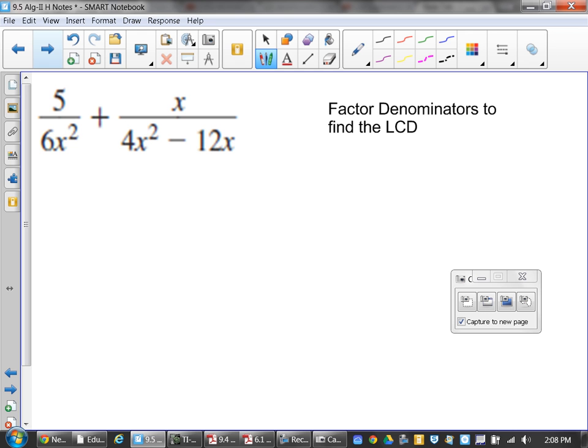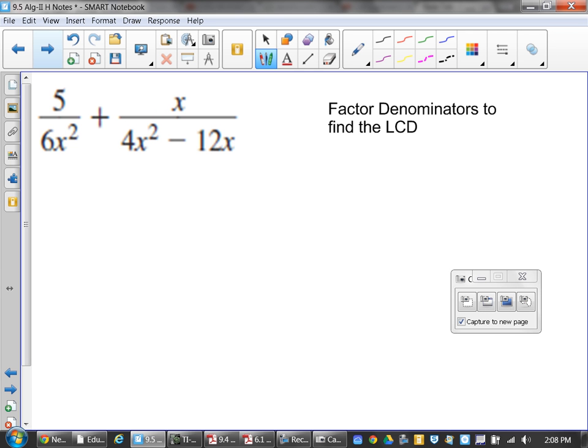I have 5 over 6x squared plus x over 4x squared minus 12x. And basically, just like we've been doing for the past couple of days, when we had all these weird terms, you're immediately going to go ahead and factor. Factor your denominators out. In this case, on the fraction on the left, can I factor anything? No. So I'm just going to rewrite it.